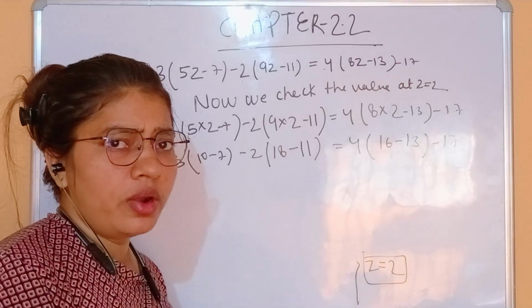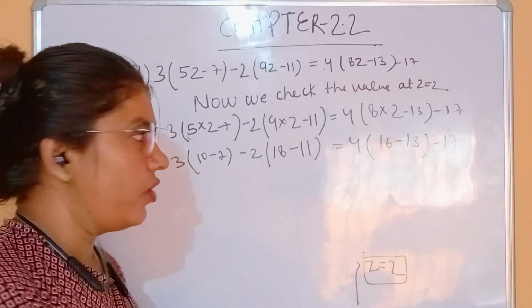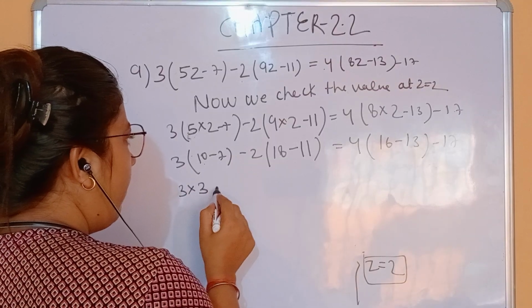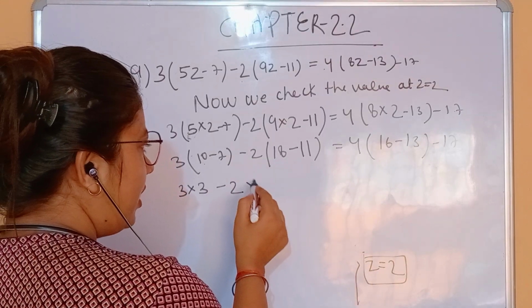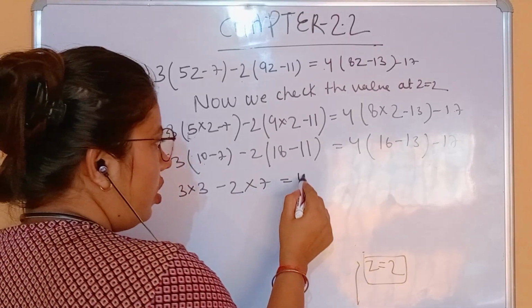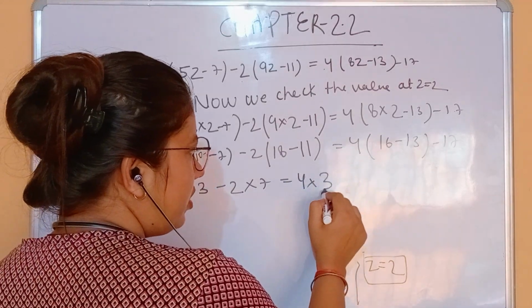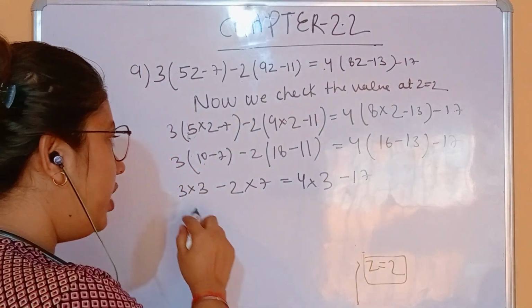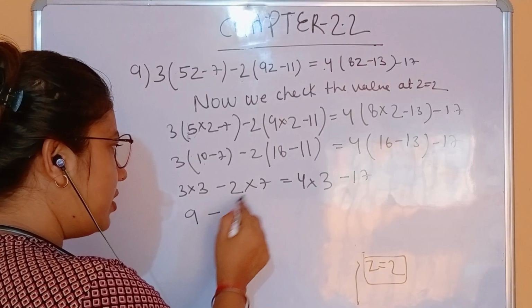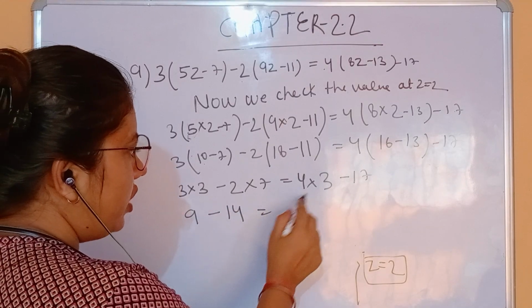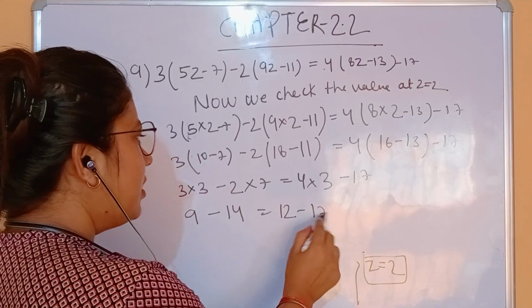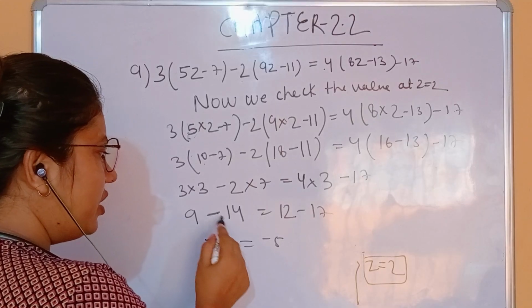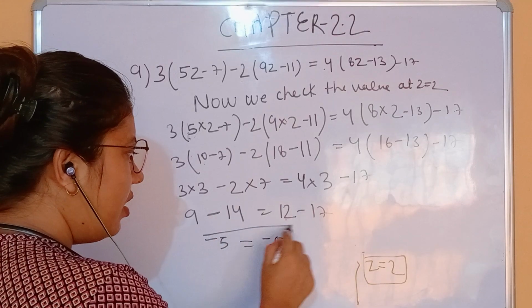First solve the brackets. 10 minus 7 is 3, minus 2 times (18 minus 11, that is 7), equals 4 times (16 minus 13, that is 3) minus 17. So 3 threes are 9, 9 minus 2 sevens are 14, equals 4 threes are 12, 12 minus 17. 9 minus 14 is minus 5, and 12 minus 17 is minus 5.